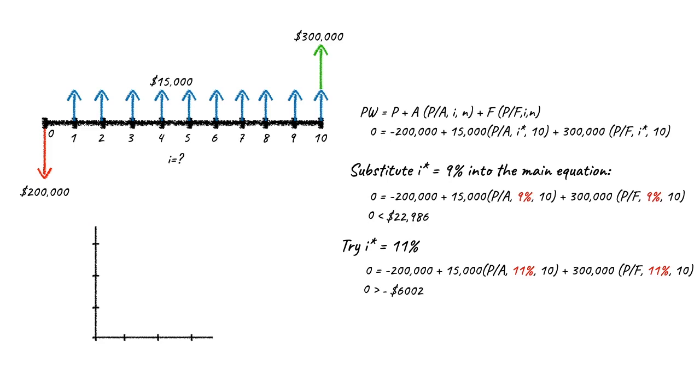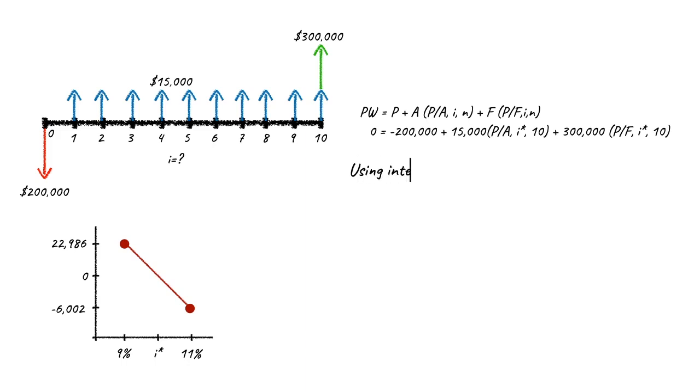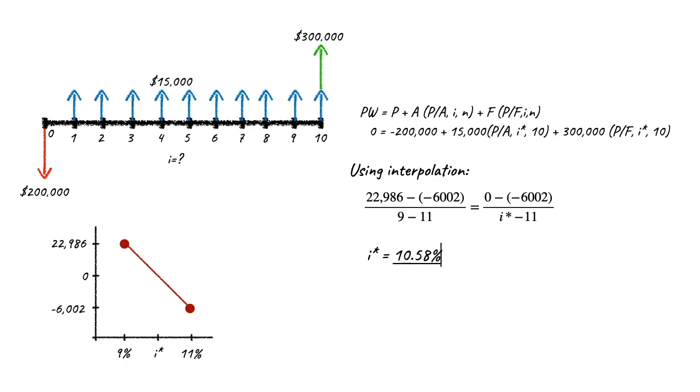Basically we know 9% gives a value of 22,986, while an 11% interest rate gives a value of negative 6002. So we can predict the value of the rate of return by using interpolation, or we use the equation of line slope. Remember the equation of line slope, y2 minus y1 divided by x2 minus x1. If you put in the values appropriately, then you will get the rate of return to be 10.58%.